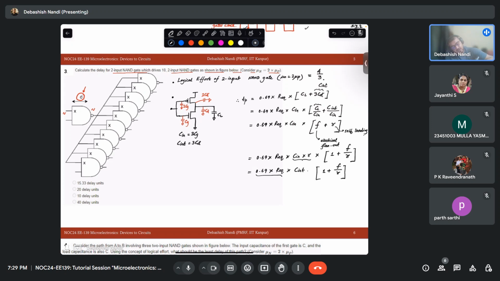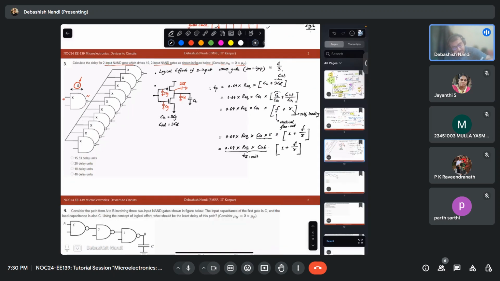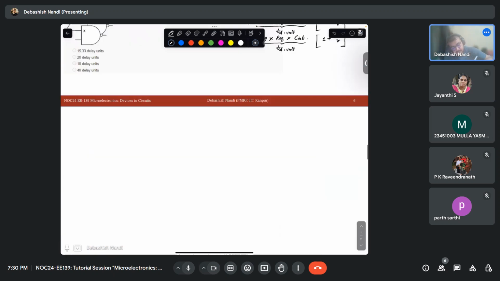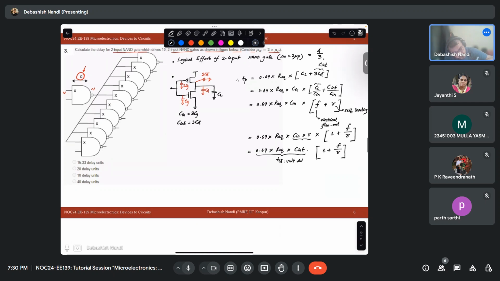So this we call TD, or unit time delay. I will tell you what this is. What does this actually mean? Unit delay. Okay. So what about my formula now? My formula becomes TD times 1 plus F over gamma. Fine. Okay. This is the case of an inverter.